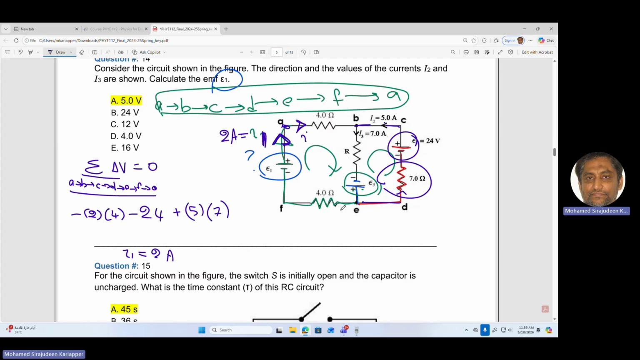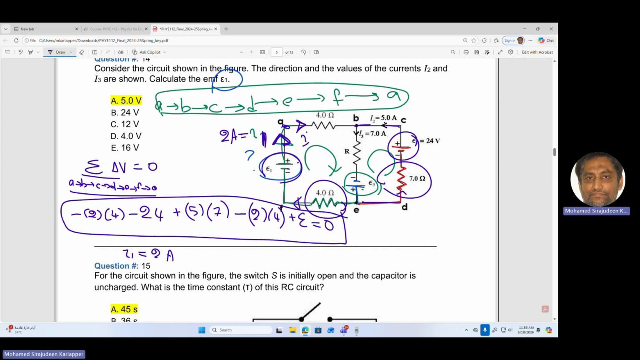Anything here? No. Here, the current is this way, right? Same direction as your motion, so minus. What is the current? I1, which is 2. And here is the unknown. You are moving from negative to positive, so it is plus, equal to 0. So you got the equation. The only unknown in the equation is E1.